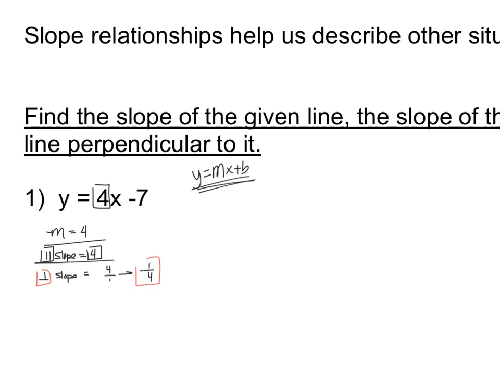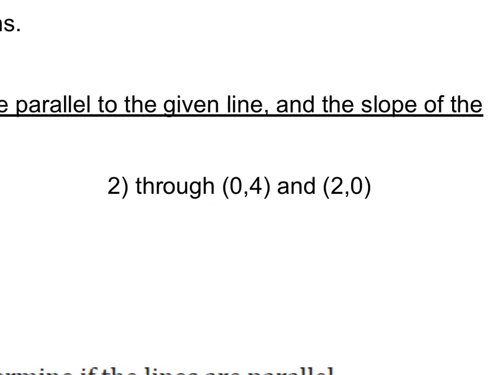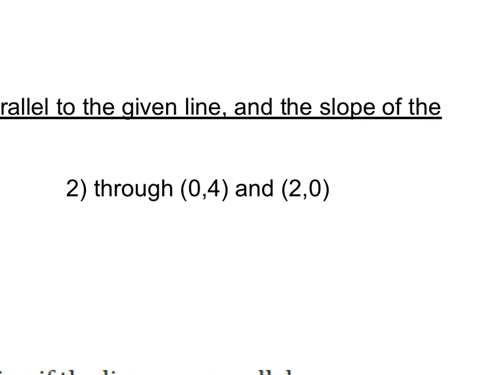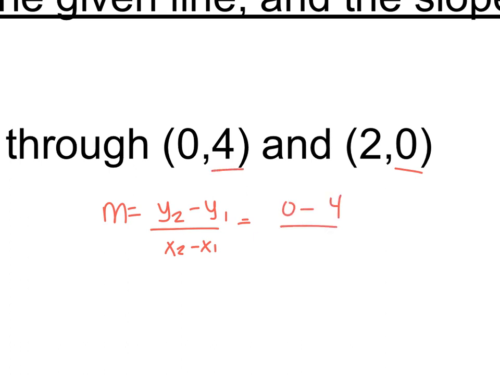Let's go on to our next example. I want to find the slope of a line going through the points (0, 4) and (2, 0). Well, you know your slope formula is y2 minus y1 over x2 minus x1. So my second y is 0 minus 4 over 2 minus 0. 0 minus 4 is negative 4. 2 minus 0 is 2. Negative 4 divided by 2 is negative 2. So that's the slope of this line.